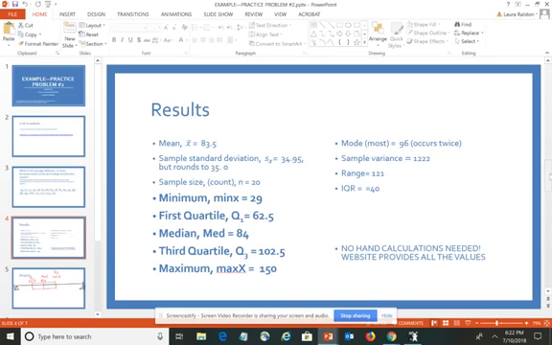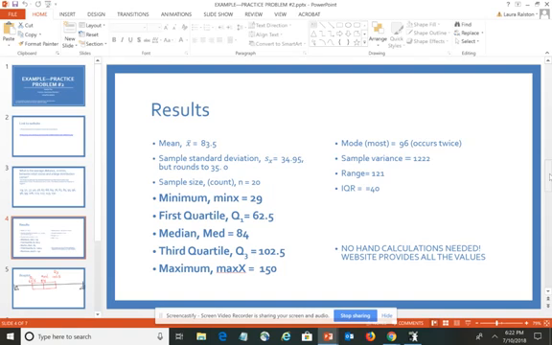And the results that we get, again, we have to write them down. And the nice thing about the website is it basically gives you everything that you need. You don't have to do any hand calculations. So you get the mean, which is 83.5. The sample standard deviation is 34.95, but when you round it to a single decimal, would become 35. Our sample size, or the count, is 20.